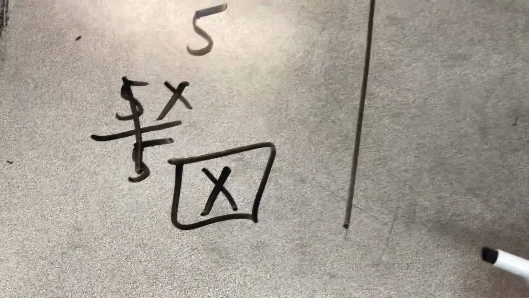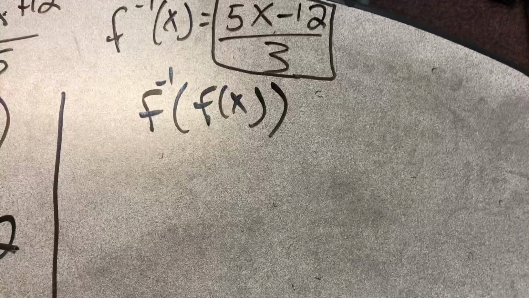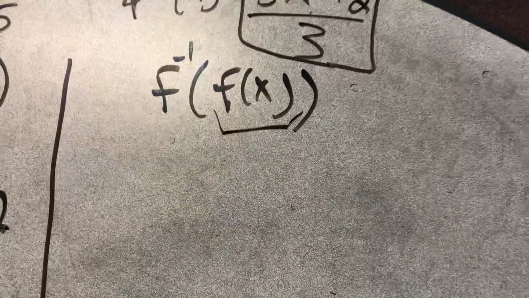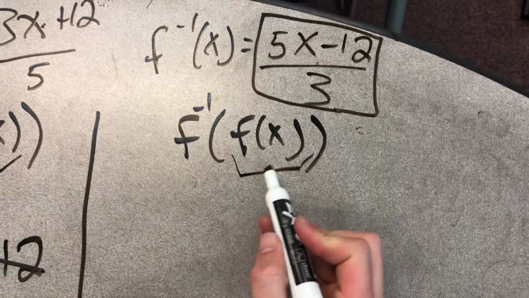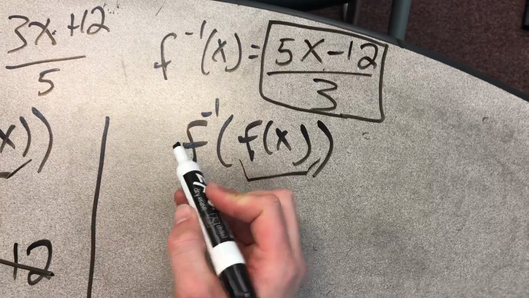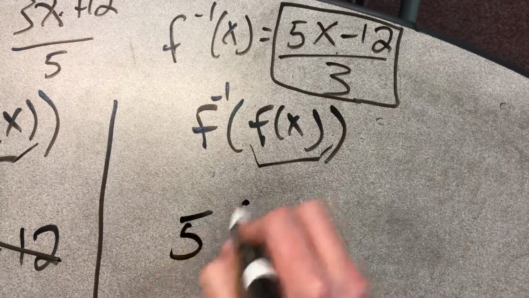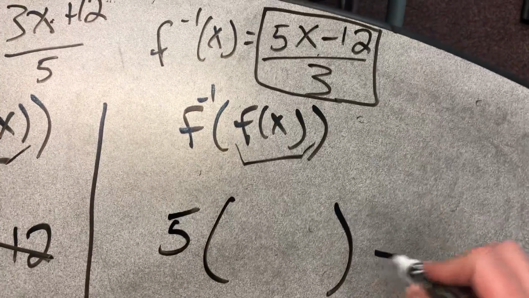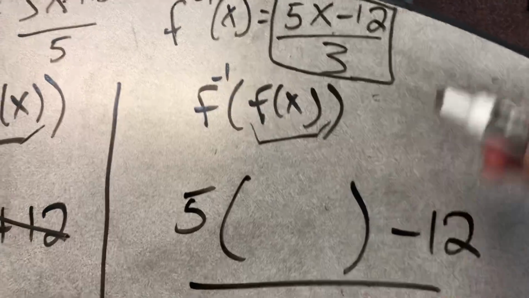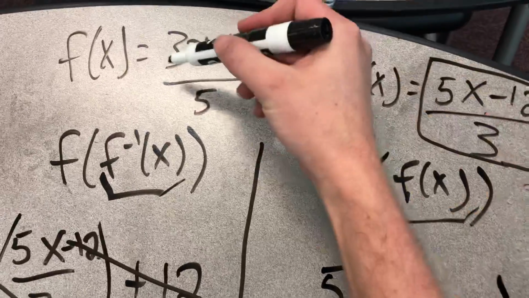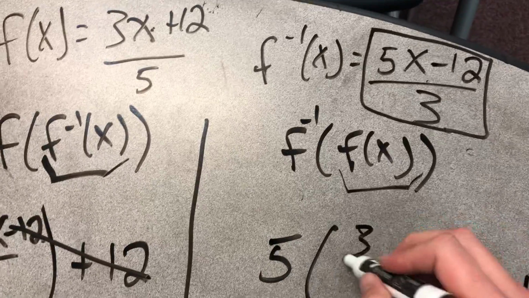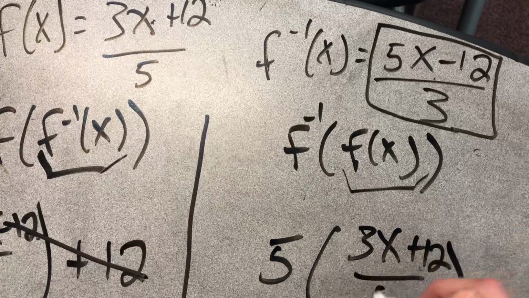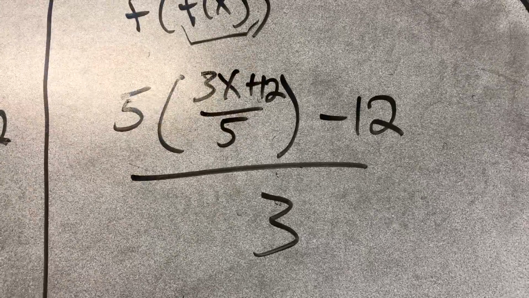Now that must happen when we do our second problem as well, where we're going to take the original function and we're going to plug it into the inverse now. So now I'm gonna take the inverse function and set it up. So I'm gonna make that x a really big parentheses. Because now where x used to be, I'm gonna go plug in the big ol' original fraction, 3x plus 12 over 5. And once again, it should simplify to x.